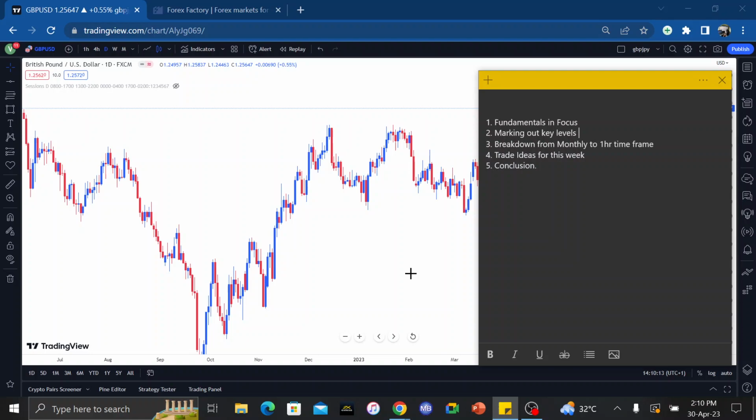First of all, I'll go over the fundamentals we have this week, fundamentals in focus. I'll mark out some key levels and I'll break down GBPUSD from the monthly to the hourly time frame, and most importantly, trade ideas for this new week. Because after knowing everything, you should make money. Yeah, we all are here to make money.